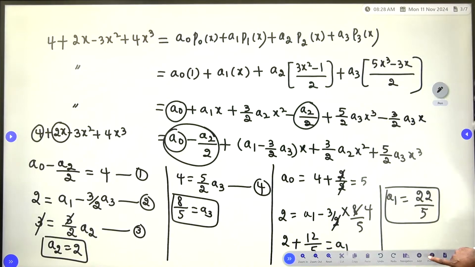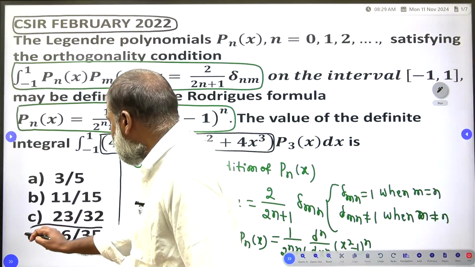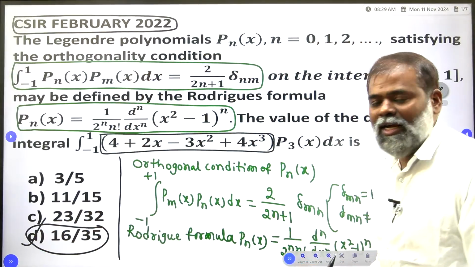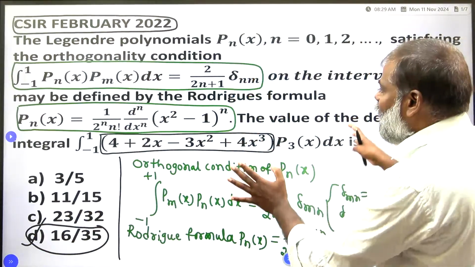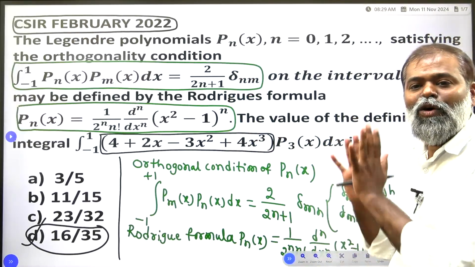Clear? Once again, you have to see what is your answer. Your answer is 16 by 35. Option D is correct. Like this, we have to calculate. They only gave the entire data. Whatever the formulas, you need not remember also. They only gave the data.